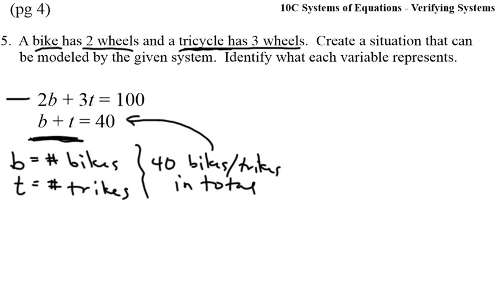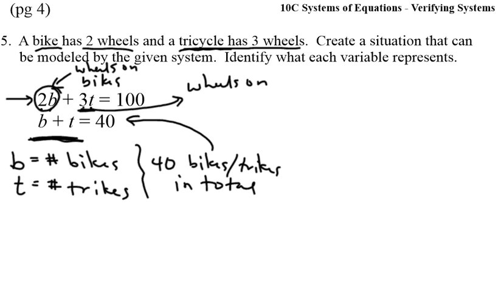But this second one now, what does this tell us? Why would we multiply bikes by 2 and trikes by 3? Well, because that's how many wheels they have. So being able to interpret what's going on is part of this course as well. So in this case, if B is the number of bikes, this would be the total wheels on bikes. Whereas 3T, 3 wheels for every trike, could be the total wheels on all the trikes. So that's our second piece of information.